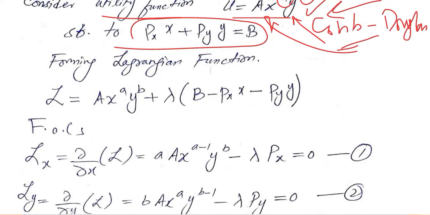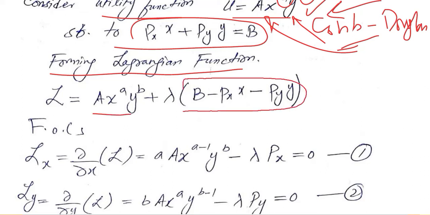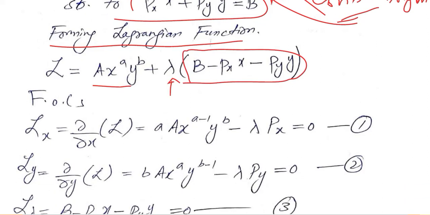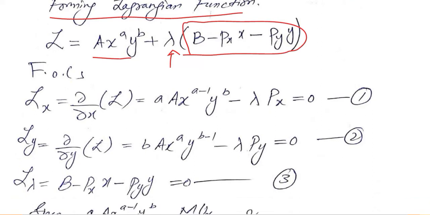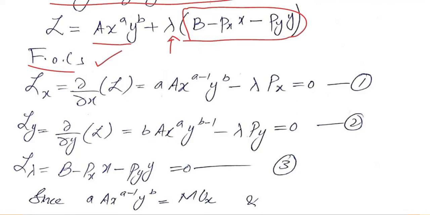Now we can form a Lagrangian function from it: the objective function plus the transformed version of the budget constraint multiplied with the Lagrangian multiplier. Now the first order conditions, we have to develop them. This is the derivative with respect to x, this is the derivative with respect to y, and this is the derivative with respect to lambda. This is the first equation, second equation, the third equation.